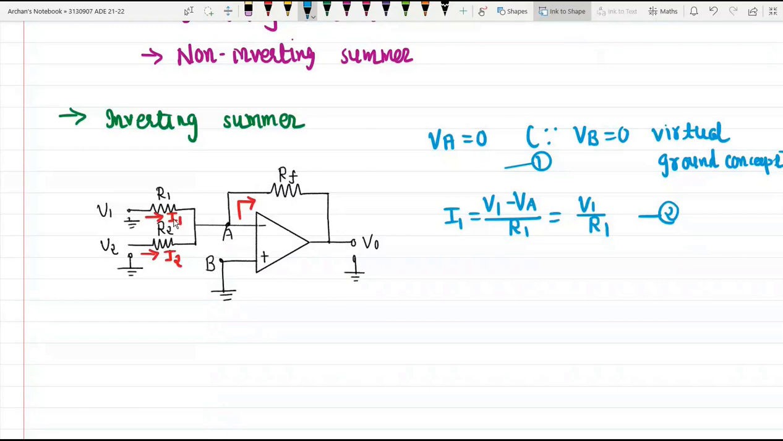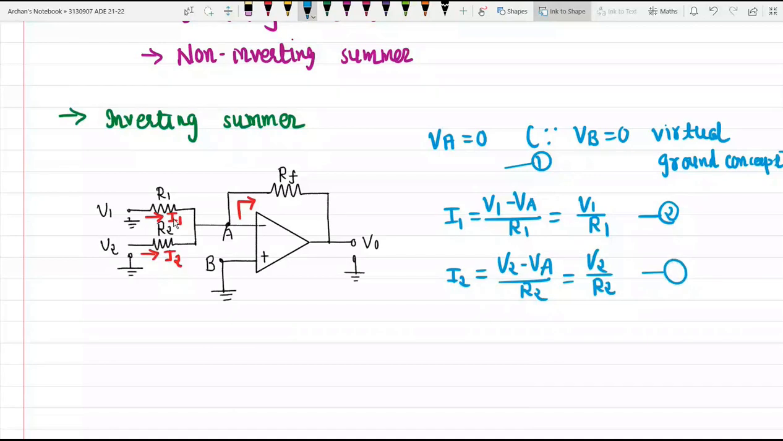Similarly, we can find the current I2, which is equal to V2 minus VA divided by R2. Again, in this case VA is equal to 0, so I2 will be equal to V2 divided by R2. Now these two currents are meeting at this junction A, and there is one outgoing current which is flowing through RF.